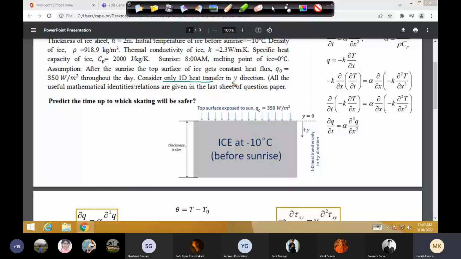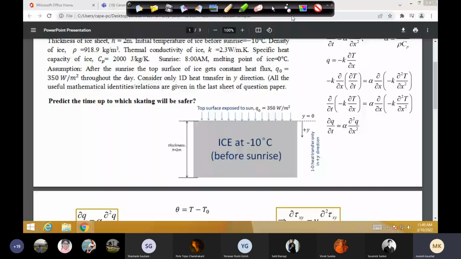Okay, all the quantities are given anyway, so fine. Alpha you can calculate because K by rho Cp is alpha and all the values are given. You see K, rho, Cp. So thermal diffusivity you can calculate. So everything is given. Now let's write down the governing equation.